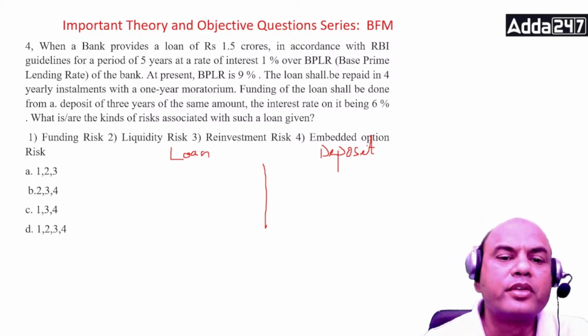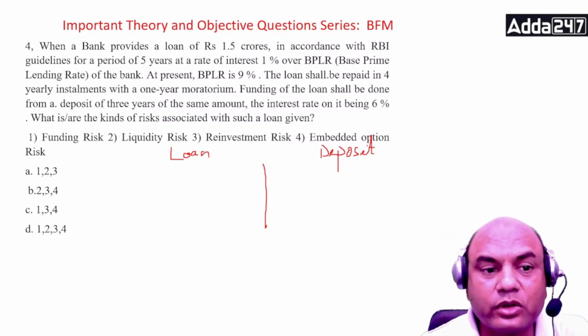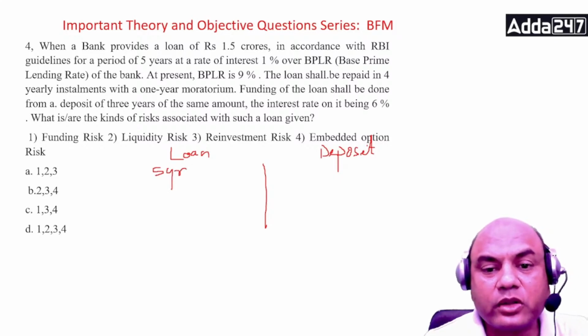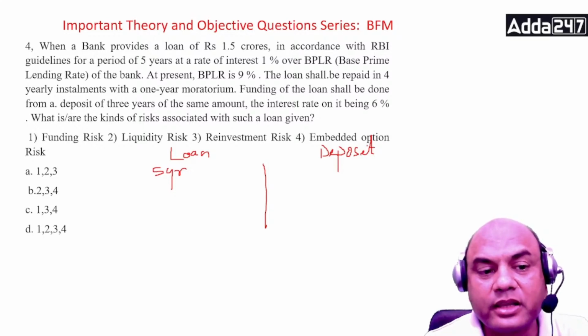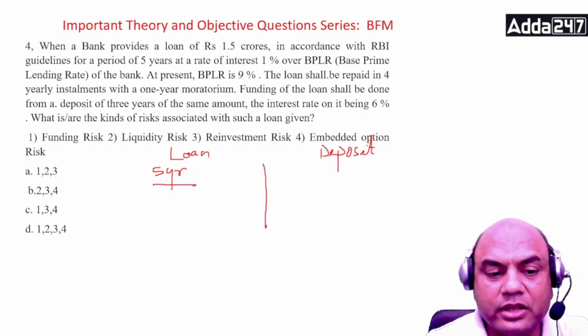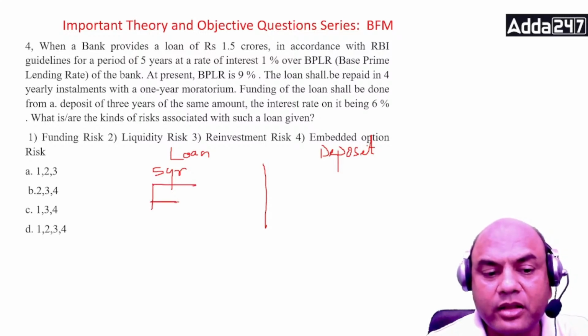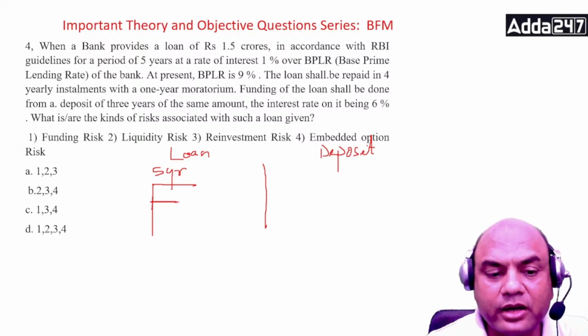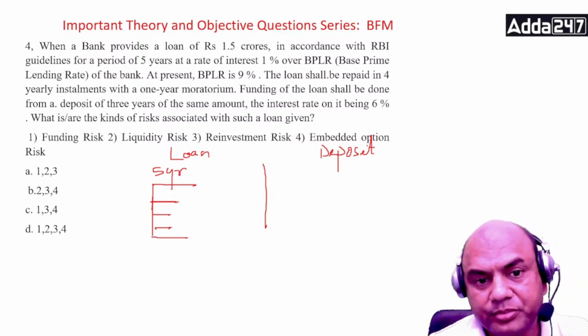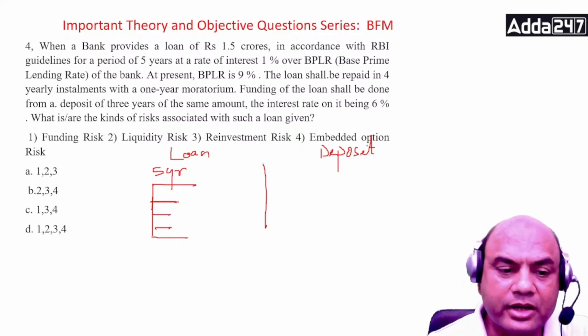So let's talk about the loan first. Loan for a period of 5 years at a rate of 1% over BPLR. The period is 5 years. The loan will be repaid in 4 yearly installments with a 1 year moratorium. I have given the loan today; up to 1 year no repayment, then 4 installments, 1, 2, 3 and 4. So total there are 5 years, and 1 year is a moratorium.